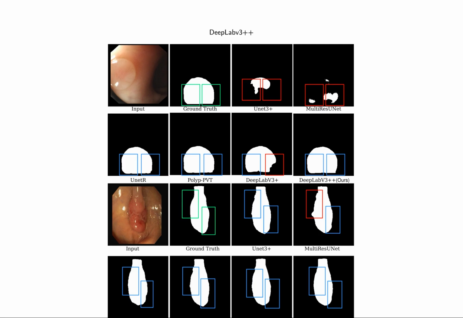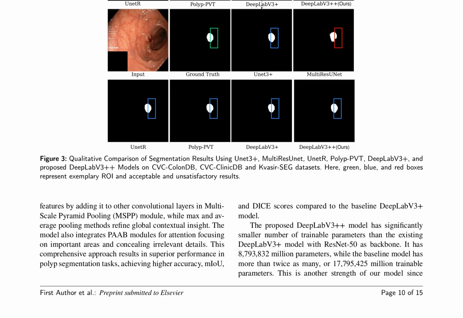The DeepLabV3++ model is a novel architecture that builds upon the existing DeepLabV3+ model by incorporating additional features. It integrates the multi-scale pyramid pooling module for refining global contextual insights and the POB module for attention focusing on important areas. This comprehensive approach leads to superior performance in polyp segmentation tasks, achieving higher accuracy, MIOU, and DICE scores compared to the baseline DeepLabV3+ model. Notably, the proposed model has a significantly smaller number of trainable parameters, which is another significant advantage.